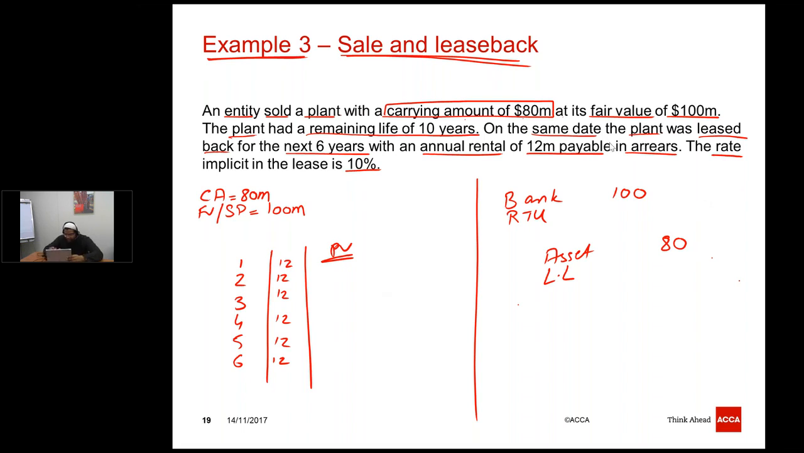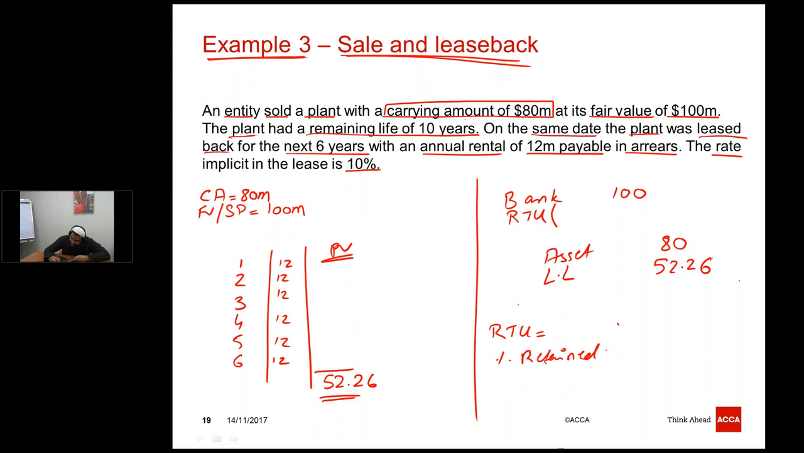Okay, Neeraj has already calculated the present value. It is 52.26. Thank you, Neeraj. I'm assuming that Neeraj is right. So the lease liability is going to be 52.26. Now the only thing left is the right to use, and the right to use is going to be calculated using the percentage retained.